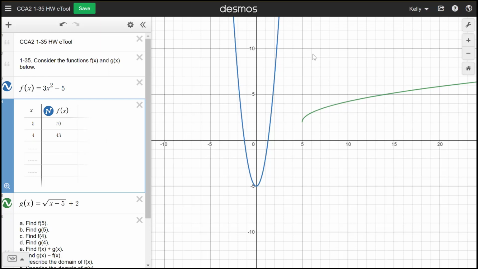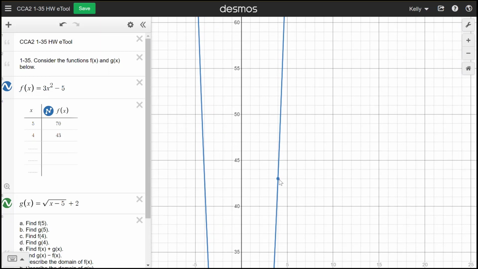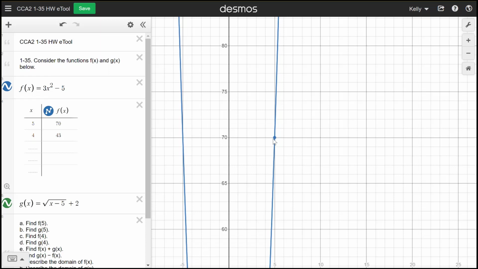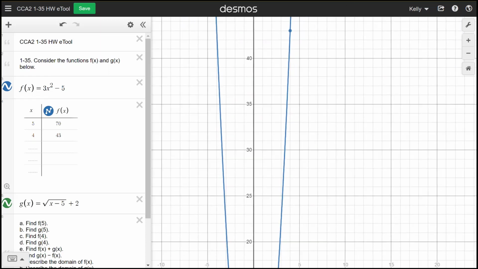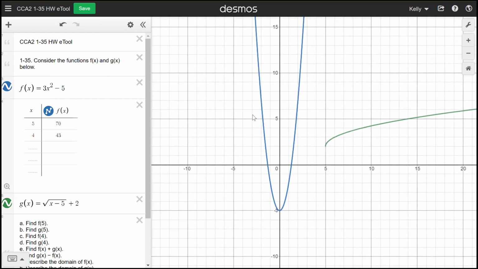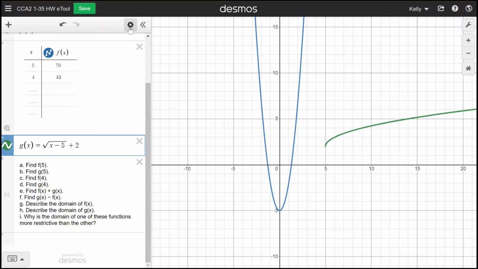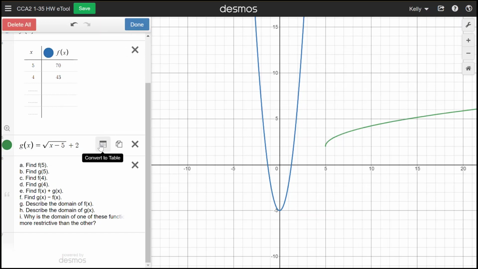But right now, I can't see those points, so I'm going to go all the way up here. You're going to see our f of 4 first, plotted here at 43, and you're going to see our f of 5 at 70. So that gives you an idea what those values are. You can plug those in, substitute them into the equation, or you can look at a graphing calculator and find those points by using tables as well. So I'm going to use a table on the second one as well. I'm going to hit here and ask for a table.